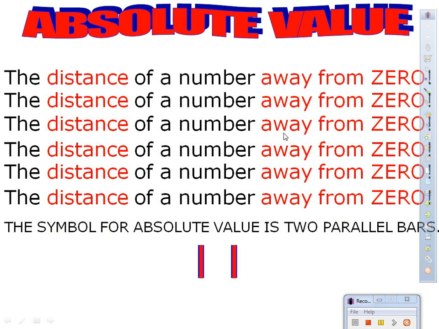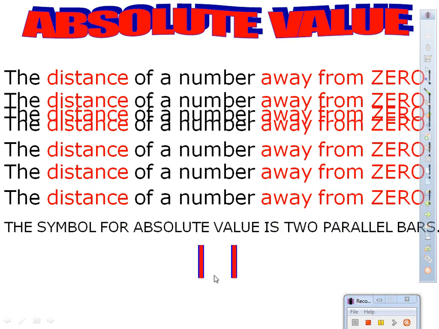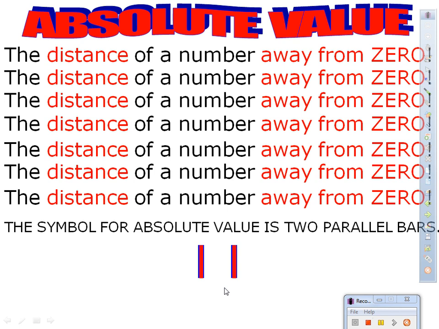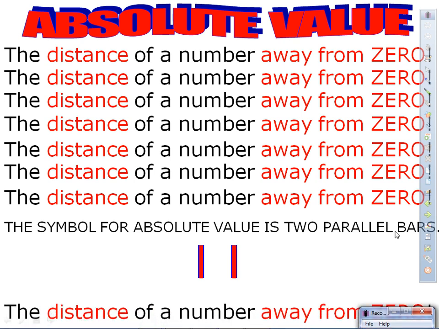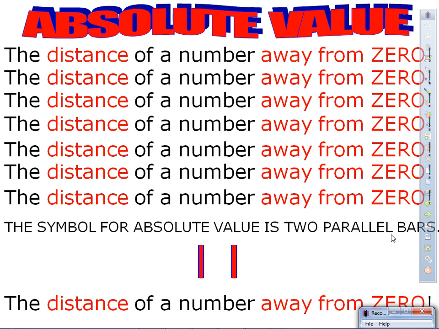Okay, check this out. These are the symbols that we use for absolute value. Whenever you hear the words absolute value, the first thing you think of is those 2 parallel bars. So what is the absolute value? The distance of a number away from 0. Did I make the point? Right now we're thinking it's the distance of a number away from 0.